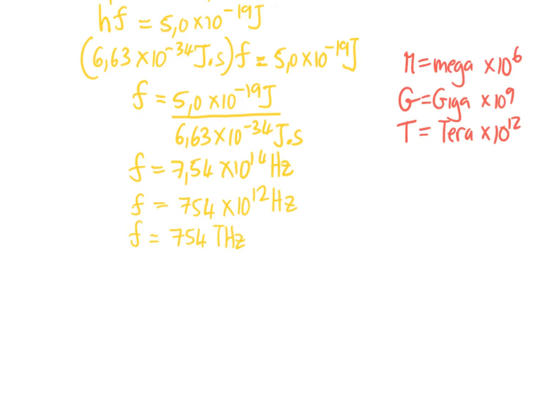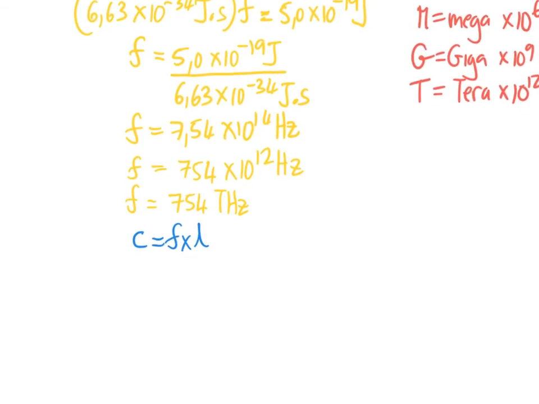So what we're going to do now is we're going to use the fact that the speed of light is frequency times wavelength. That's the classical wave equation. And now we're going to divide by frequency on both sides. So the wavelength then is c over the frequency. And so the wavelength is 3 times 10 to the 8 meters per second, divided by the frequency.